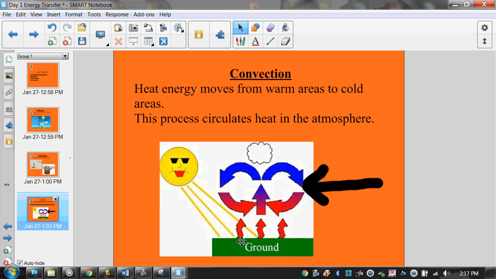Much like when we talked about the mantle, right? We talked about how the core was hotter and the crust was colder, and the warmer magma came up from the core and came up to the surface where the crust was, and it pushed the crust, but it cooled off, and so it came back down. These are the same convection currents that occurred in the mantle that also occur in our atmosphere.